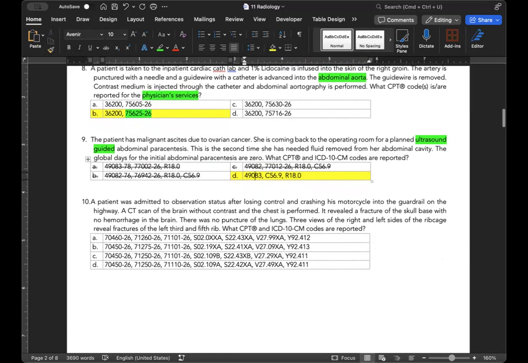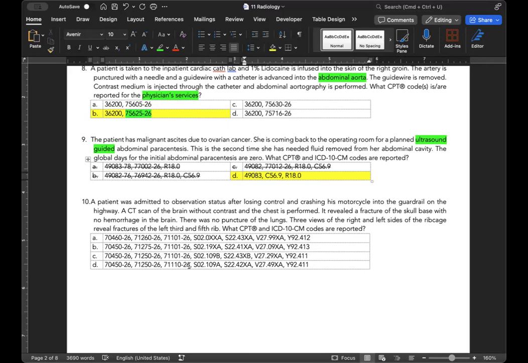Okay. Last but not least, number 10. Patient was admitted to observation status after losing control and crashing his motorcycle into the guardrail on the highway. A CT scan of the brain without contrast and the chest is performed. It revealed a fracture of the skull base with no hemorrhage in the brain. There was no puncture of the lungs. And then 3 views of the right and left sides of the rib cage reveal fractures of the left third rib, or the left third and fifth rib. So Vanessa, hang on, let's finish this question and then I'll go back to the question about number 9.